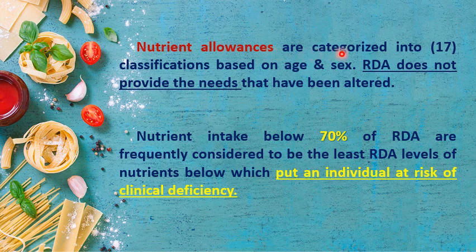Nutrient allowances are categorized into 17 classifications based on age and sex. RDA does not provide the needs that have been altered as a result of disease states, chronic usage of certain drugs, or other factors that require specific individual attention. Nutrient intake below 70% of RDA is frequently considered to be the least RDA level of nutrients, below which puts an individual at a risk of clinical deficiency.